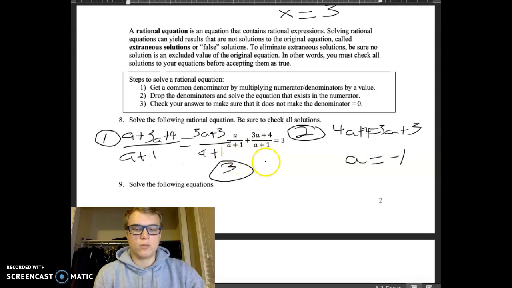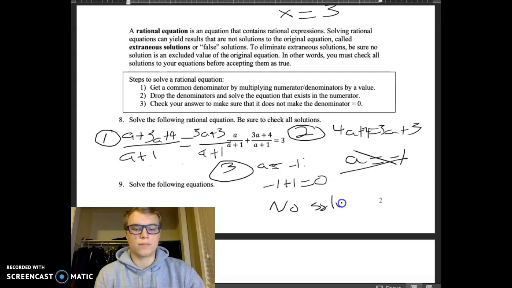So we have a plus 1 at a equals -1. -1 plus 1 is going to equal 0. So a plus 1 actually does not work. So in this case, we have no solution. And that's a perfect example of why we need to check our solutions, okay?